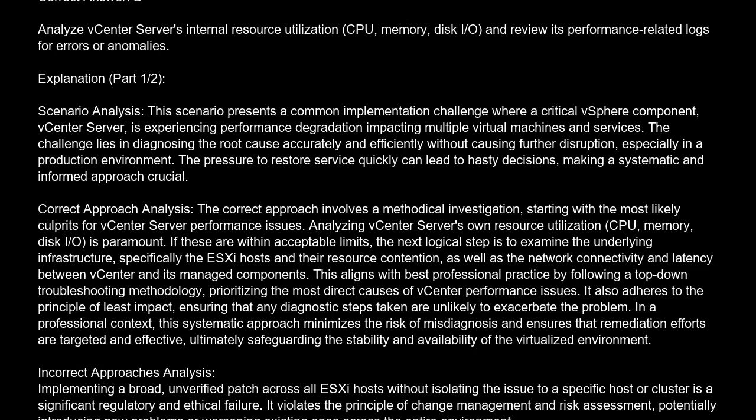The correct answer is D. Analyze vCenter server's internal resource utilization, CPU, memory, disk I/O, and review its performance-related logs for errors or anomalies.